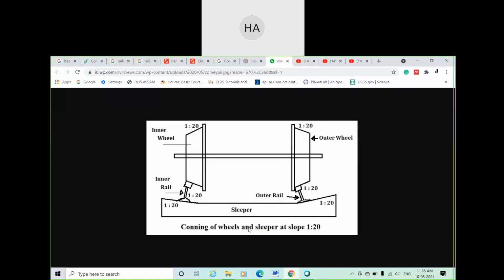Is it done practically on the track? You can go through the railway track. Maybe you will not see it clearly. It is a very small slope. You can try to look closely. It may be identical practically also.